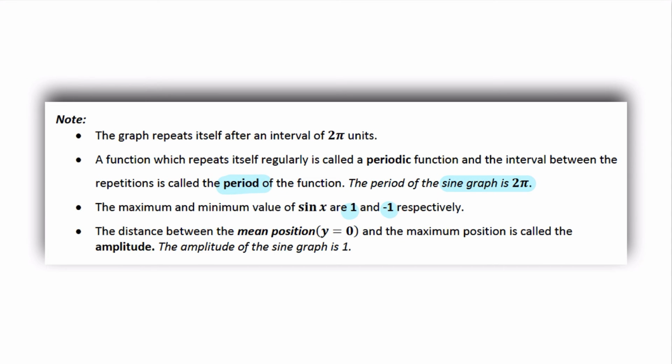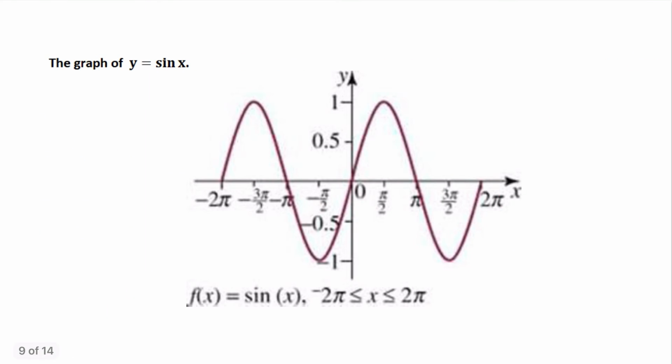And finally, the distance between the mean position and the maximum position is called the amplitude. The mean position is the middle. So if my graph looks like this, this distance here is called the amplitude. The amplitude is a distance, so it'll never be negative. So even down here, when we're looking at -1, that will never be negative. So this is a summary of what the sine graph looks like.